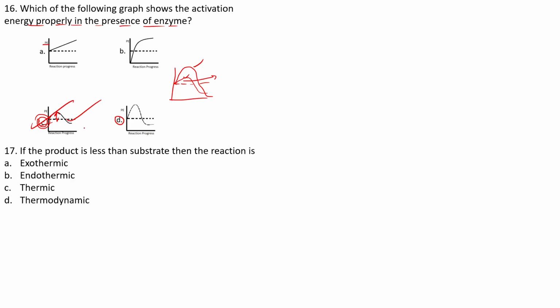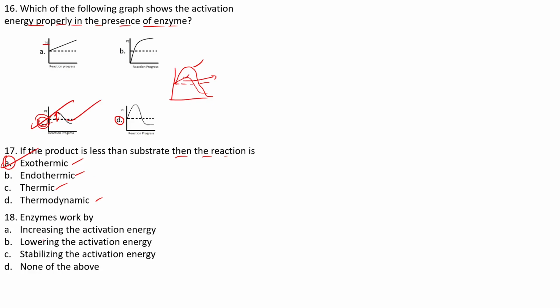The next question, if the product is less than substrate, then the reaction is exothermic, endothermic, thermic, thermodynamic. We know it is exothermic. Enzymes work by increasing the activation energy, lowering the activation energy, stabilizing the activation energy, none of the above. We know they mainly work by decreasing or lowering the activation energy.